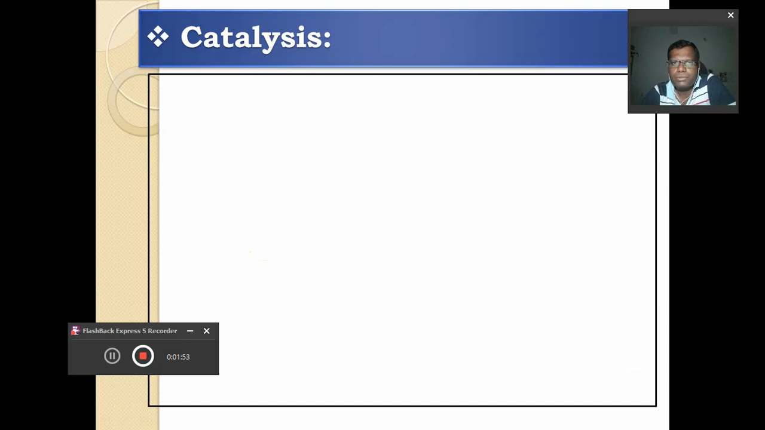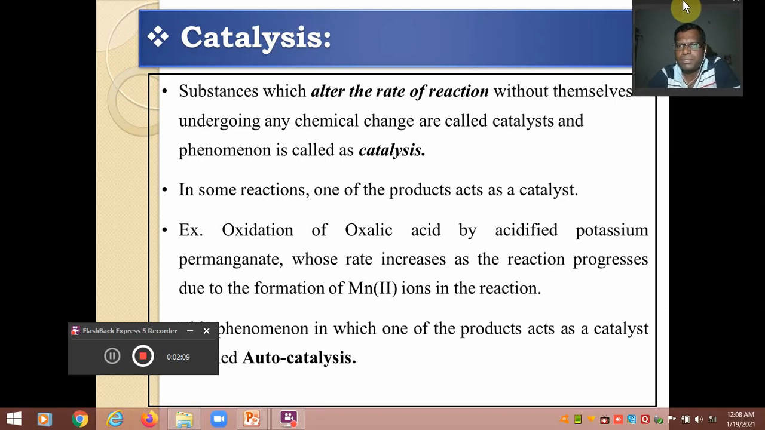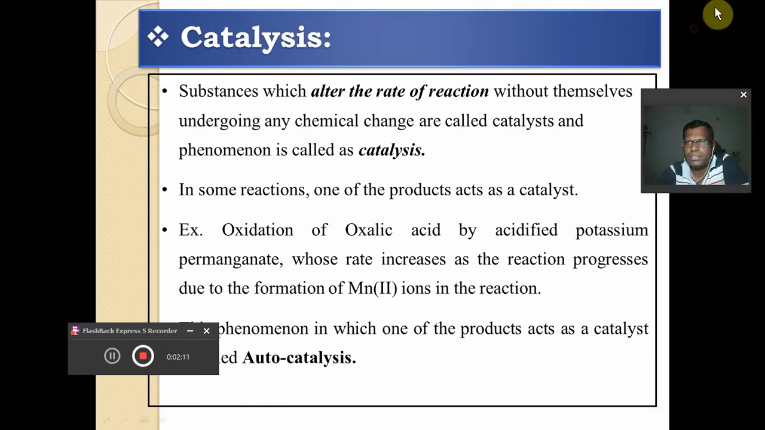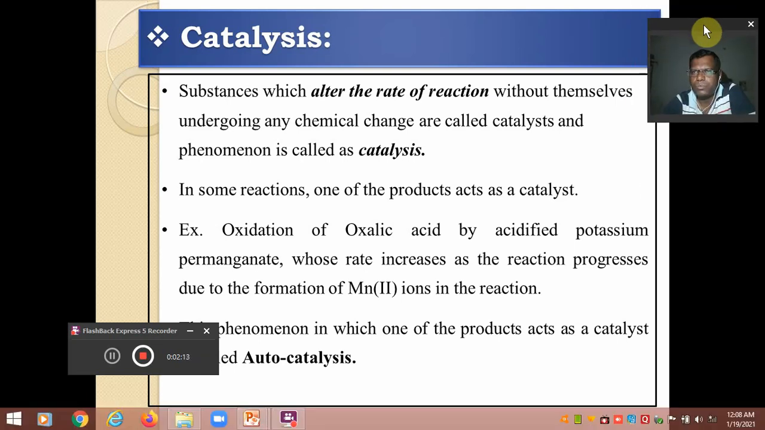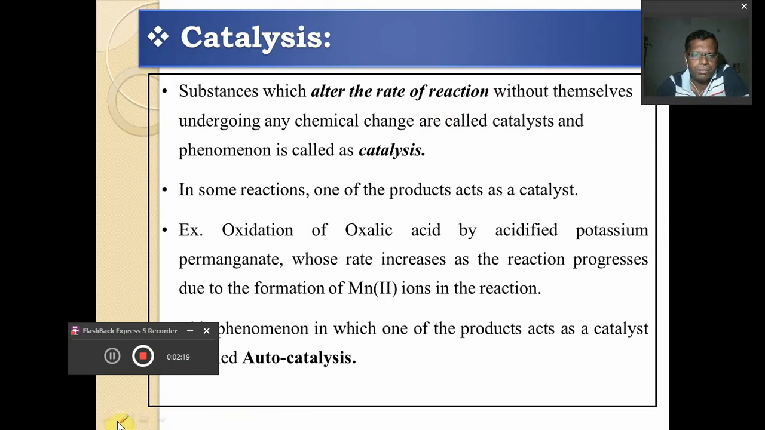Before discussing the other topics in this part, we should know what catalysis is. Before discussing catalysis, first of all we should know what a catalyst is. The catalyst is a substance which alters the rate of reaction. It's very important: the substance which alters the rate of reaction.